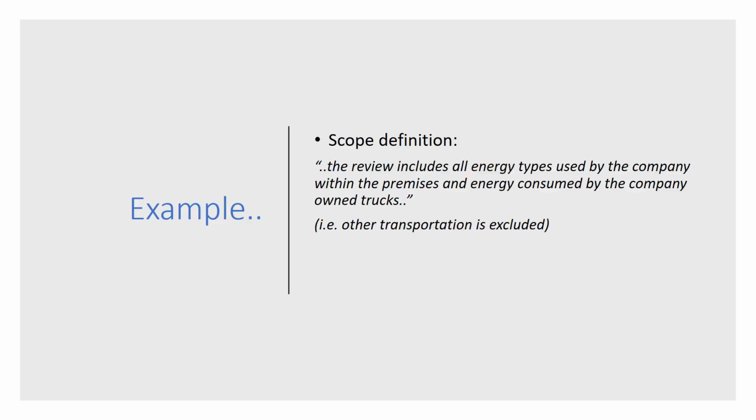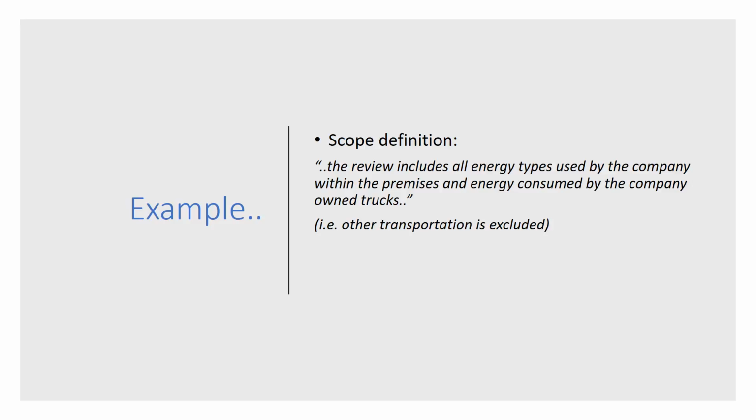Now finally, let's take a look at an example of a scope definition. This sentence shows an example from a review report, and let's read it. The review includes all energy types used by the company within the premises and energy consumed by the company-owned trucks, which means other transportation is excluded. In this case, the company had one company-owned truck, but used several other transport providers as well. In the energy audit, only the company-owned truck was included in the scope, while other transportation was excluded.